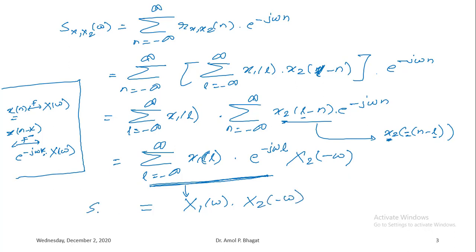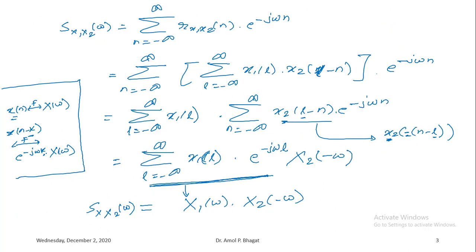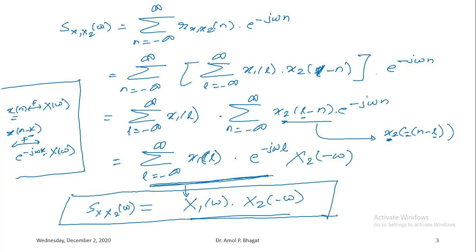Okay, this is nothing but the cross correlation of the given signals, that is x1 of n and x2 of n, in the Fourier domain, or frequency domain. Okay, so this is what we want as the proof, right? So this is nothing but the cross correlation or correlation theorem.